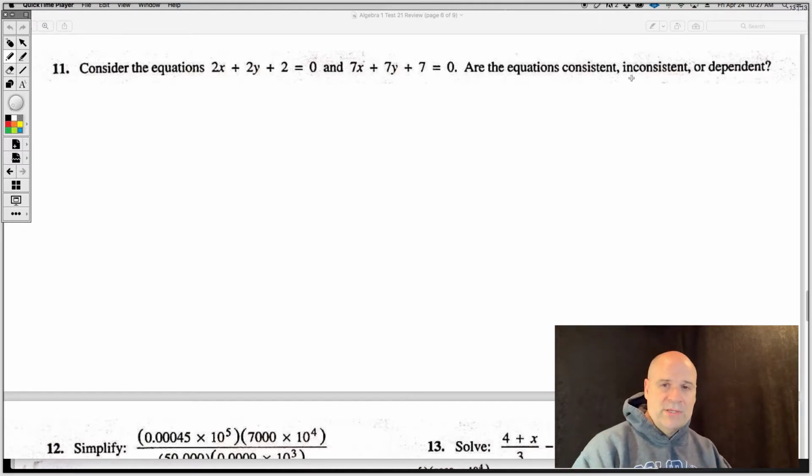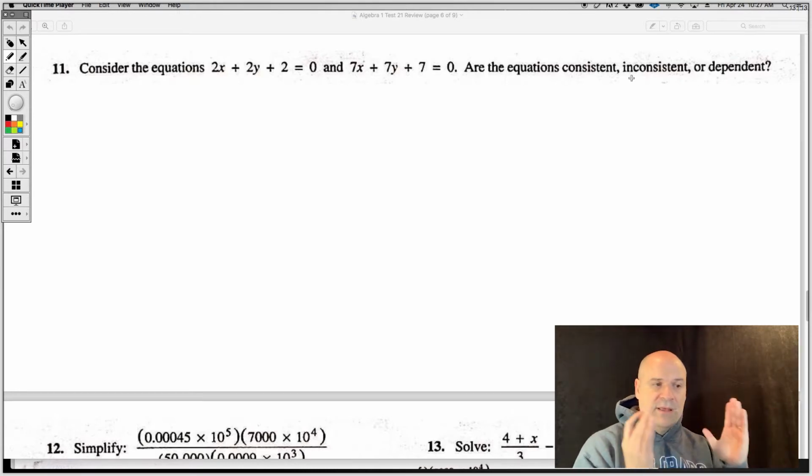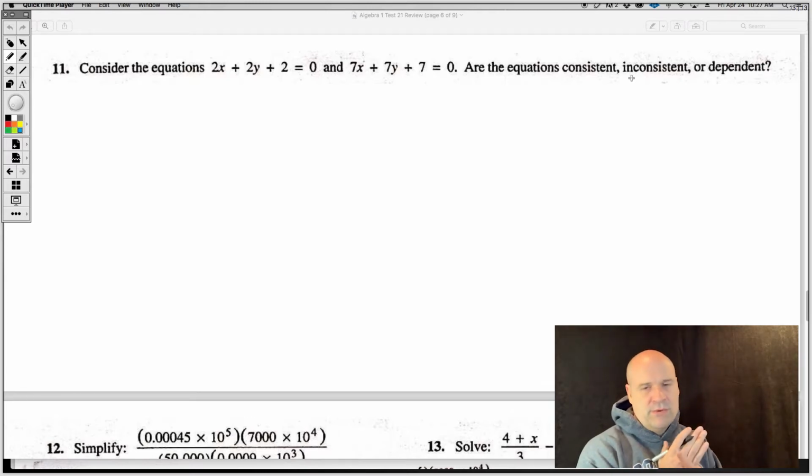Okay, so there's several ways you could do this. We could try to graph these two and see if they intersect. If they intersect, that's good. That means they're consistent and they're independent. Independent means they're not the same equation.